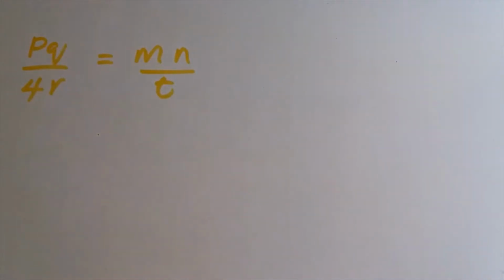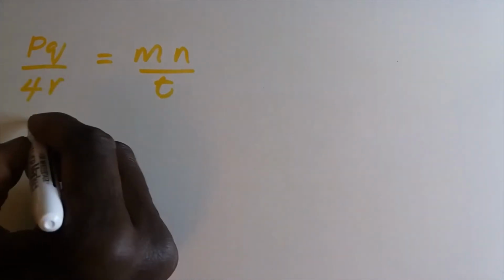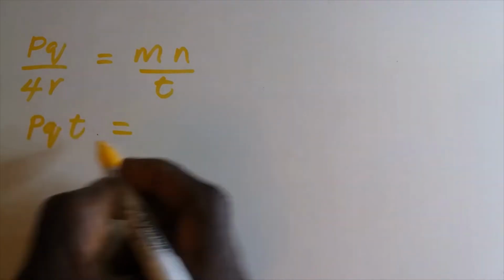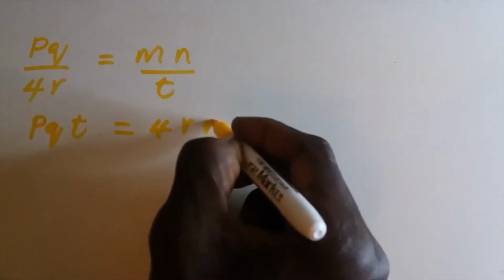Here we need to make r the subject of this formula. At the moment, PQ over 4R is the subject, but we want to just have R all by itself. The first thing we do is to cross multiply, and in that way we're getting rid of the fractions. So PQ times T will give us PQT, and 4RMN will give us 4R times mn.